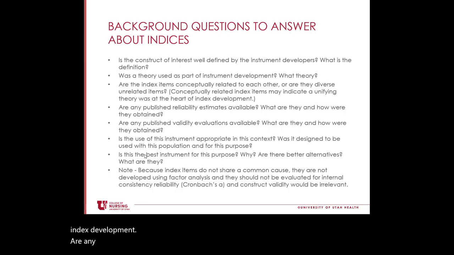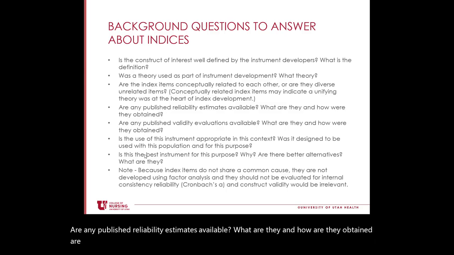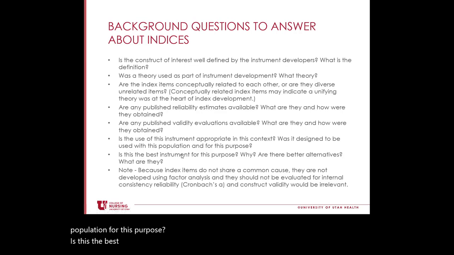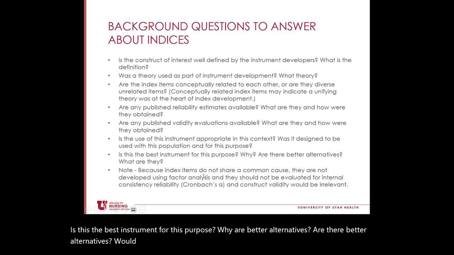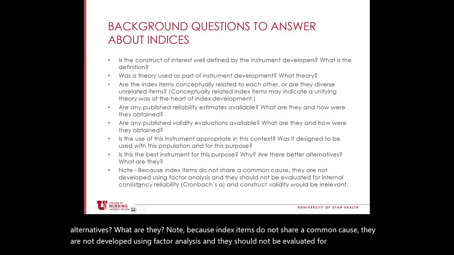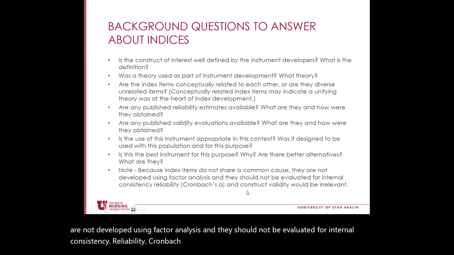Are any published reliability estimates available? What are they and how were they obtained? Are any published validity evaluations available? What are they and how were they obtained? Is the use of this instrument appropriate in this context? Was it designed to be used with this population for this purpose? Is this the best instrument for this purpose? Why? Are there better alternatives? What are they? Note, because index items do not share a common cause, they are not developed using factor analysis, and they should not be evaluated for internal consistency reliability or Cronbach's alpha, and construct validity would be irrelevant.